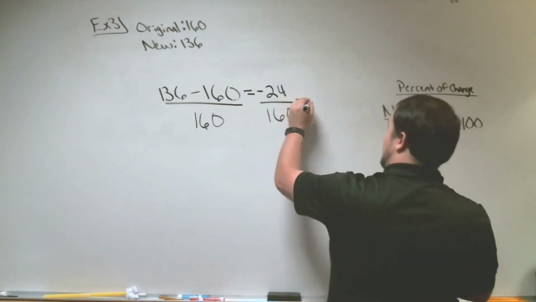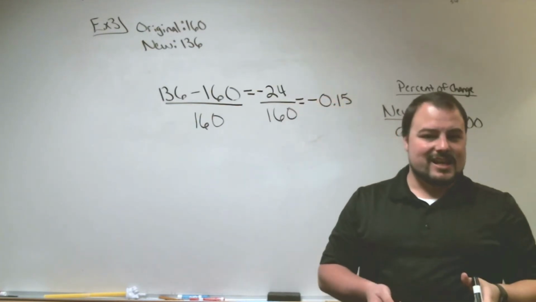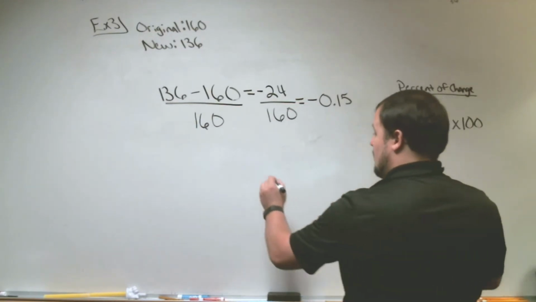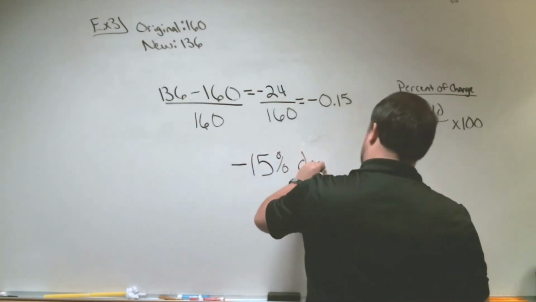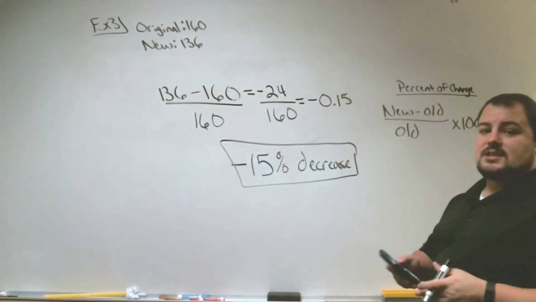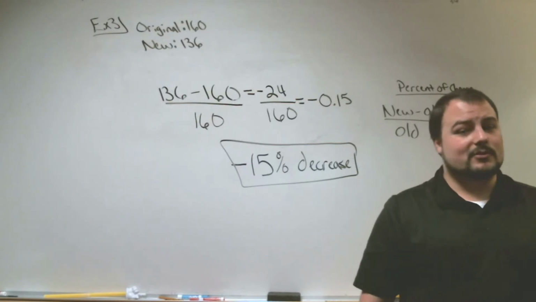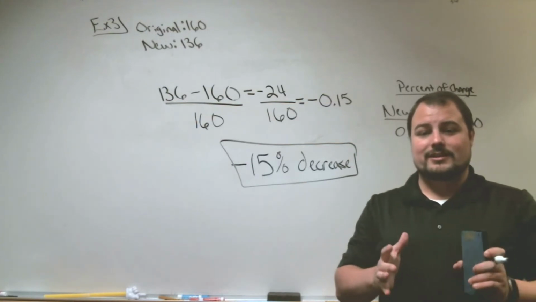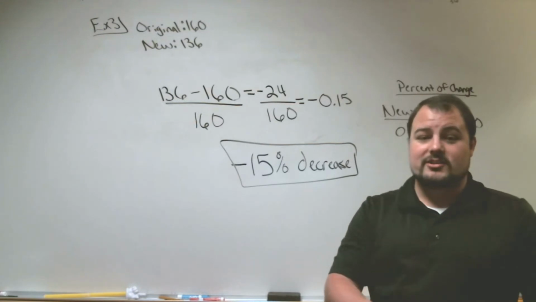And if you divide that, you get a negative 0.15, which means that it's a negative percentage. Well, all we got to do is times that decimal by 100, and we have a negative 15%. So this is a decrease because it's negative. So it's a percentage of decrease. So that's our answer to this problem. It went down by 15%. We took the new number minus the old number, divided by the old, take the decimal, times 100. There's our answer. Let's do 2 more problems and you guys are done for a day.